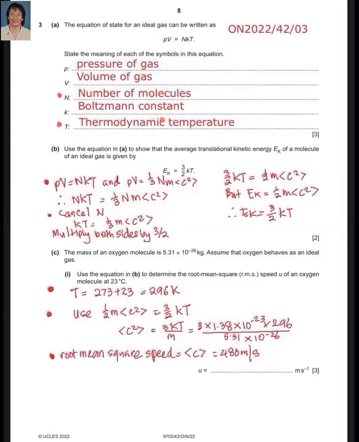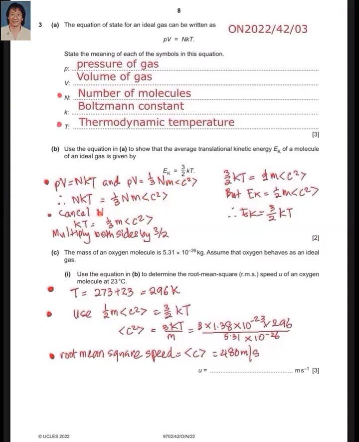represents thermodynamic temperature. For part B, use the equation in A to show that the average translational kinetic energy of a molecule of an ideal gas is given by this formula. This question carries 2 marks. To get the 2 marks, besides PV equals NkT, you must use PV equals 1/3 Nm c squared, where c squared is the mean square speed, N is the number of molecules, m is the mass of 1 molecule. Then you equate the 2, you get NkT equals 1/3 Nm c squared.